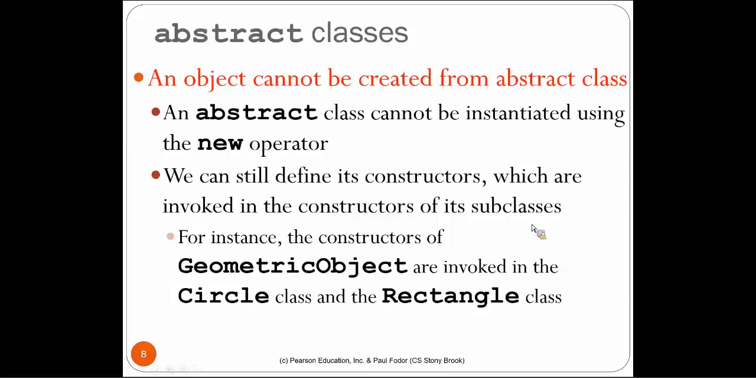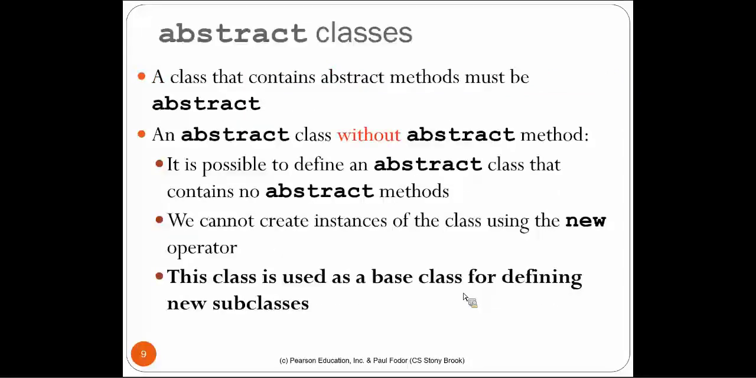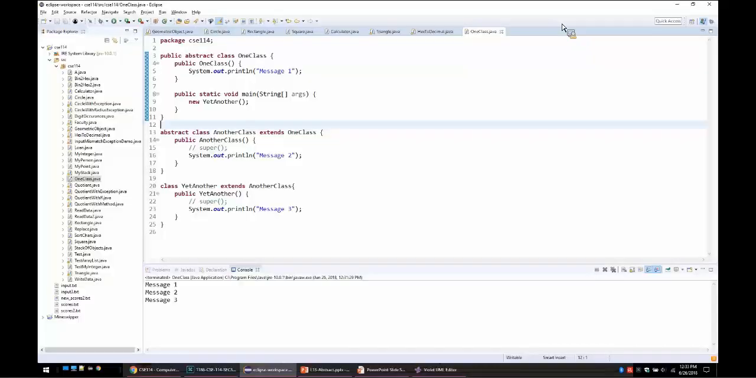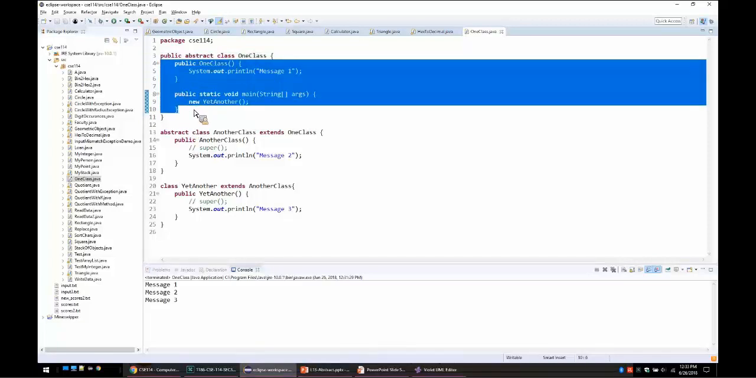Okay. So in the case of the class geometric object, which was abstract, the constructor for geometric object will be called by the subclasses circle and rectangle. So it will create a date-created data field, which contains the current date, which is added to all of those objects. A class containing abstract methods must be defined abstract. We said that before. An abstract class without an abstract method is possible. Basically, we don't need, like in this example, to have abstract methods. The class can still be defined abstract, but we have no abstract methods in it.